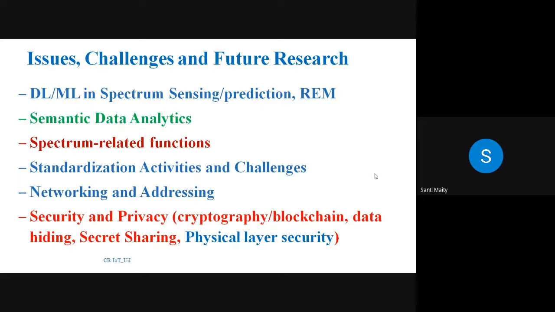As I already said, for networking and addressing we have to understand the network situation, the network environment, and then address it. And of course, security and privacy issues have to be provided at every layer of the network. We have to look for synergistic integration of different network security technologies like cryptography, blockchain, data hiding, secret sharing, physical security, and all this. So these are all challenges and issues one has to take care of, particularly semantic data analysis.